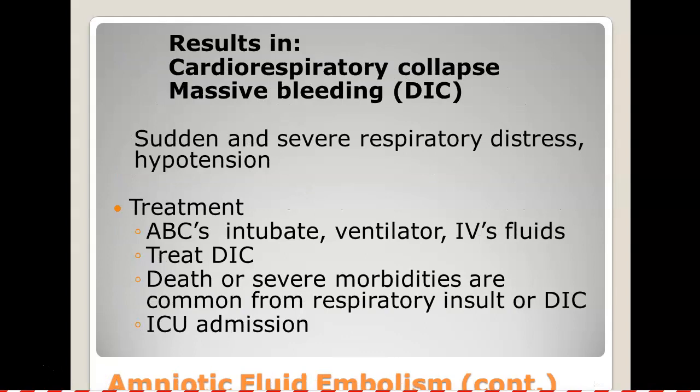So amniotic fluid embolisms can result in cardiorespiratory collapse, and then again also into massive bleeding, or DIC, which we talked about before. It is sudden and severe respiratory distress, and hypotension is seen in mom with the amniotic fluid embolism. And treatments are your ABCs: airway, resuscitation, whatever needs to be done, intubating her, possibly putting her on a ventilator. IV fluids, we need to treat the DIC, or the excessive bleeding, by replacing blood products.